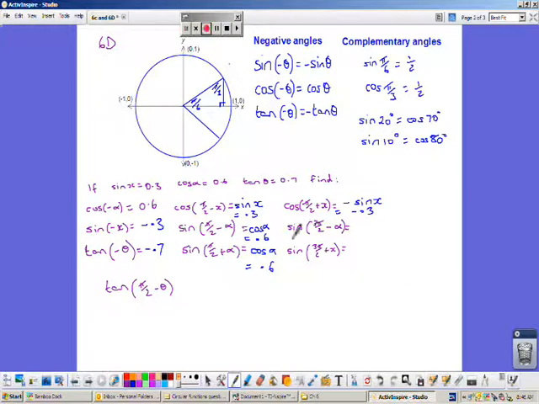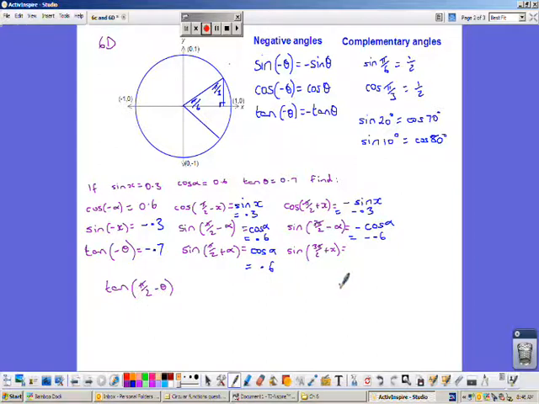And we can do this also in the third and fourth quadrants. So 3 pi on 2 minus alpha puts us into the third quadrant where we know sine and cos are both negative. So it's going to be minus the cosine of the complement, which is minus 0.6.